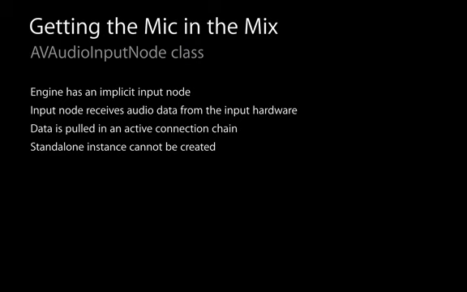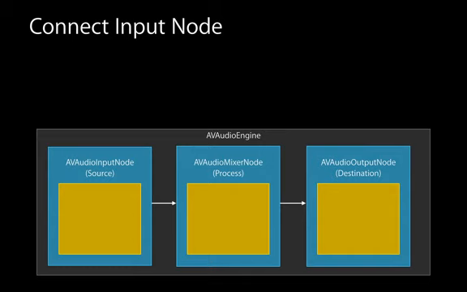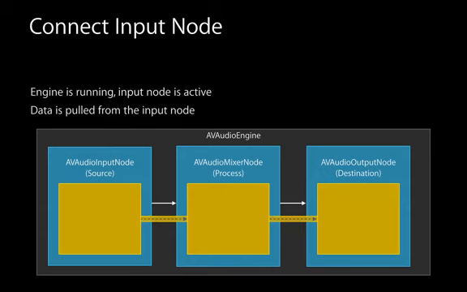When you've connected the input node in an active chain and the engine is running, data is pulled from the input node. So let's go back to our familiar diagram. I've connected the input node to the mixer node, and that's connected to the output node. So when I start the engine, this is an active chain, and data is pulled from the input node. So if I'm receiving data from the input node, and the engine is running, and I want to stop receiving data at a certain point, how do I do that?